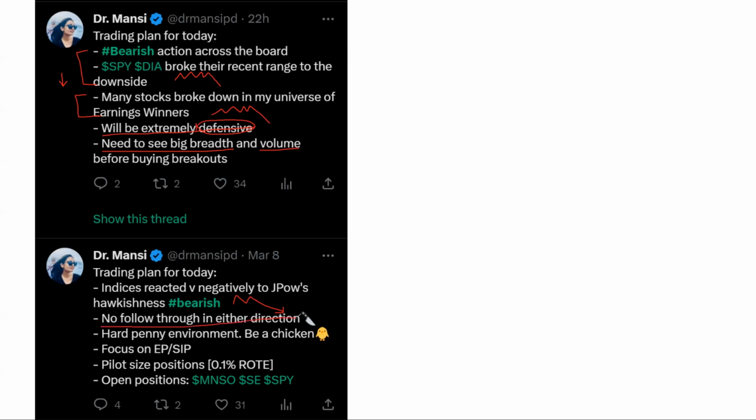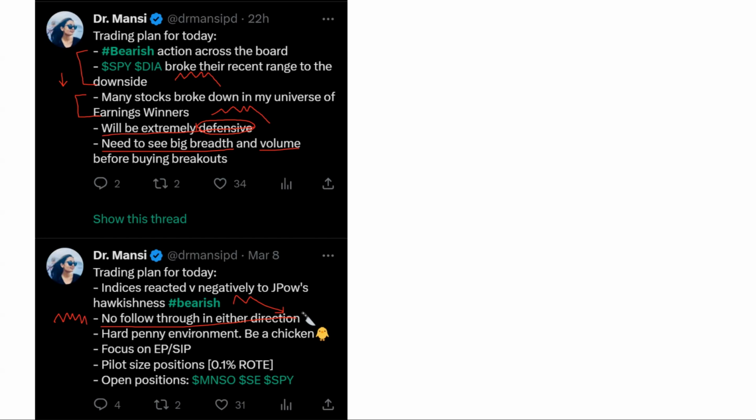No follow through in either direction. So what I'm looking at in this case is just my last 10 to 20 trades. I went and took a look at them and saw that there was no follow through in the longs or the shorts. The longs could not keep going up for 2 to 3 days. The shorts could not keep going down for 2 to 3 days. It was just chopping around. And so was my equity curve. So it's a hard penny environment.